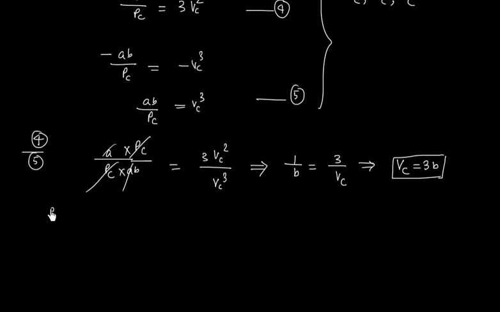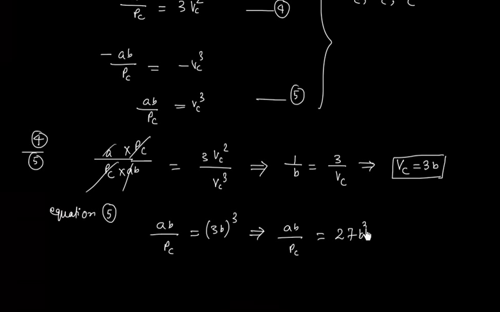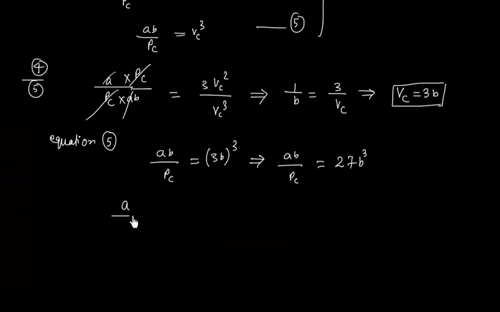So we calculated one critical constant. Now use equation 5. We can calculate Pc. AB by Pc is equals to Vc cubed. Vc is 3b, so this is AB by Pc is equals to 27b cubed. So A by Pc is equals to 27b square. This means Pc is equals to A by 27b square.